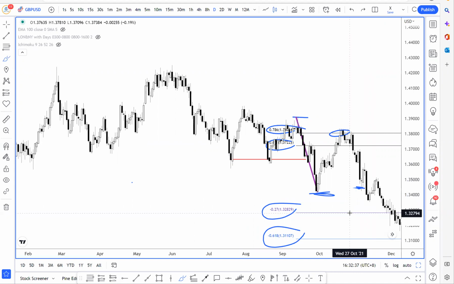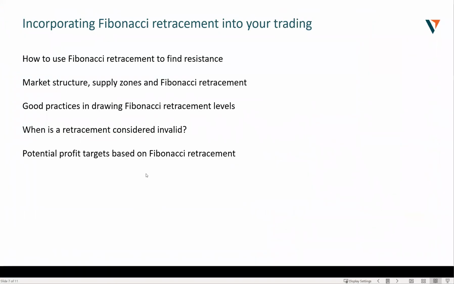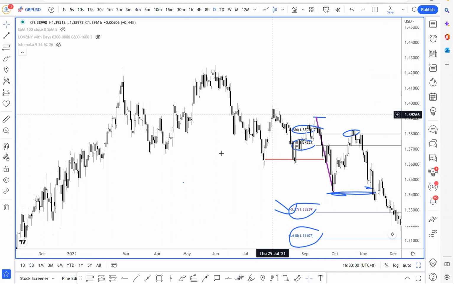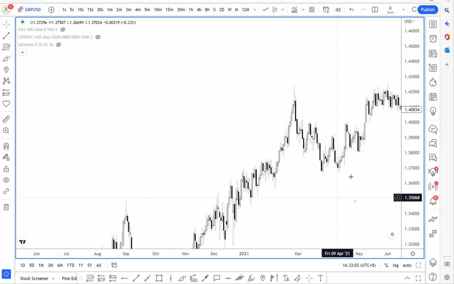Okay, so as much as you want to take these numbers, don't take them blindly. Try to find if there are any key graphical levels at these areas. If the key graphical levels are lying slightly above the Fibonacci retracement, then you want to consider taking earlier profit. So these are two retracement levels in terms of potential target. You can consider -27 or -61.8.